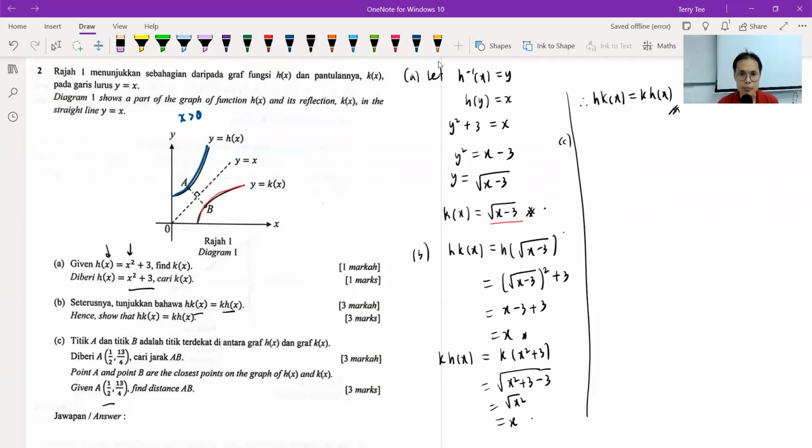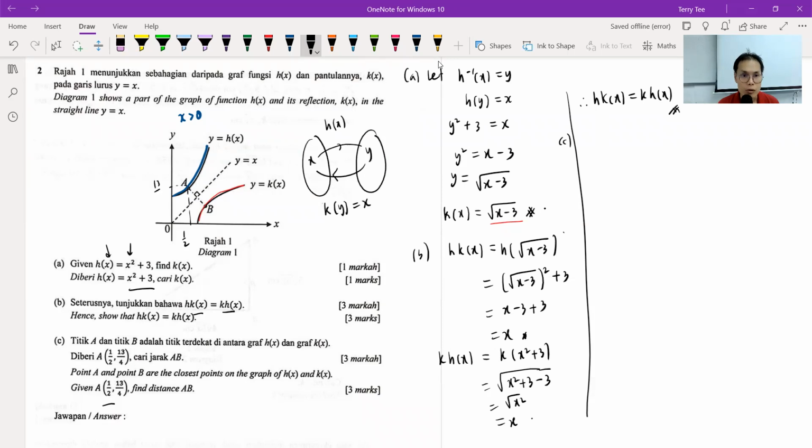So we know that, for example, if I have a function h, right? h maps x onto y, okay? So it looks like this. k is the inverse of h. So k will map y back onto x. Meaning, when you have a point, for example, A here, the x coordinate is half. When you reflect this, when you inverse it, your x becomes y. Your y becomes x.